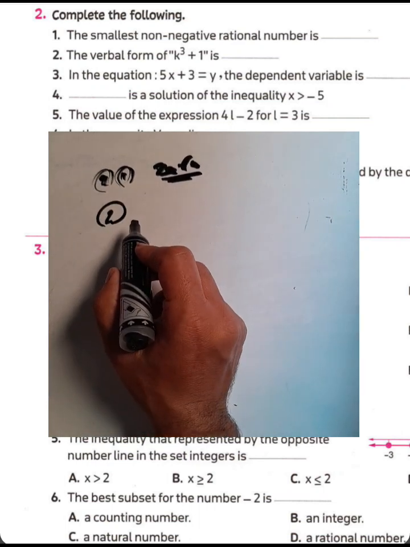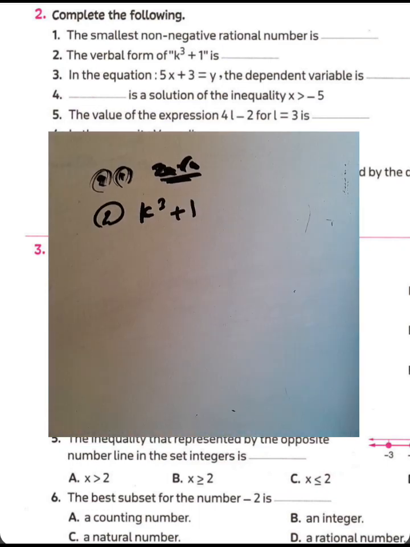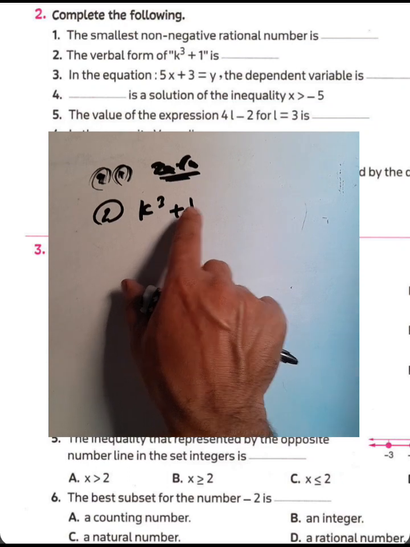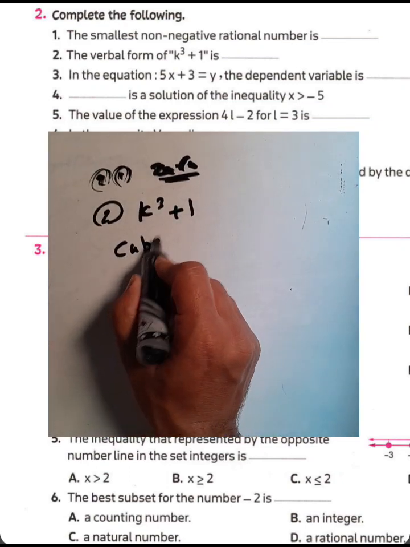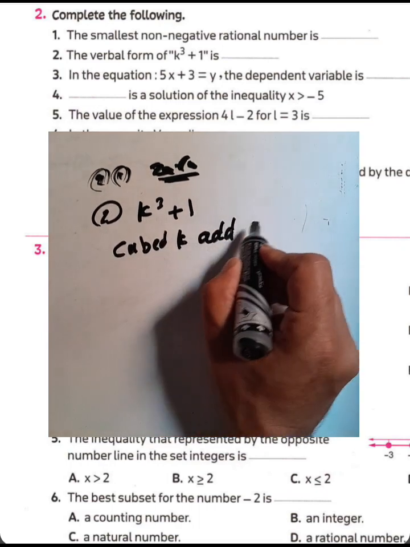Question number 2. The verbal form of k power 3 plus 1. We can write here: cubed k add to 1.